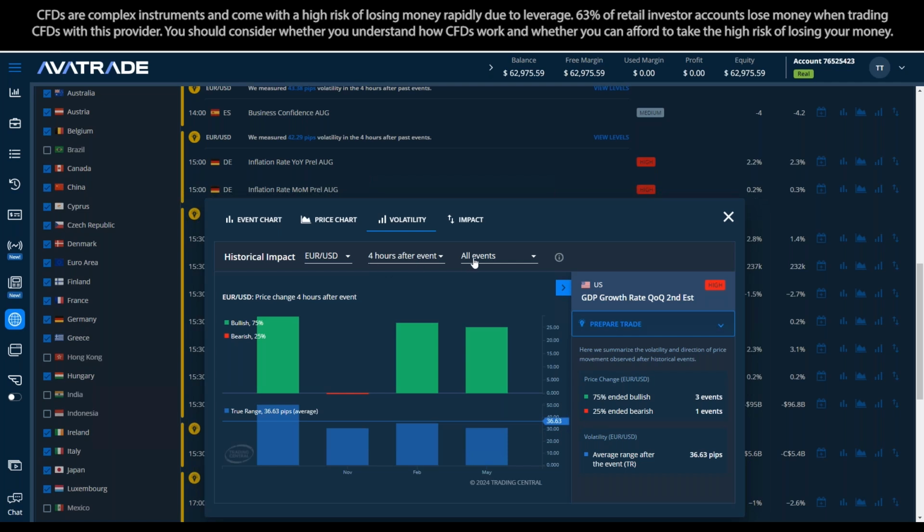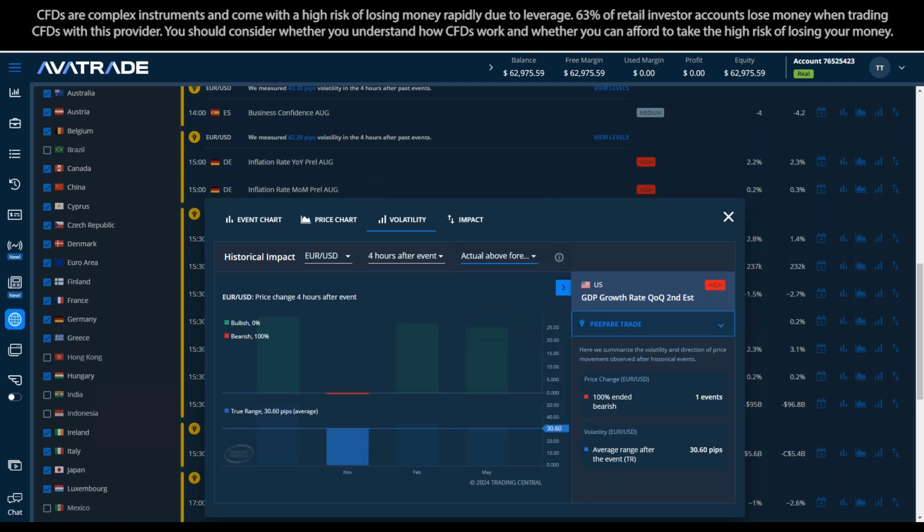Okay, so with this announcement, GDP growth rate, if it comes in above expectation, that would be considered good news for the US economy. So above forecast, we see it's only happened once in the past readings that are in this data. And we see when that did happen, the USD strengthened and pulled the euro down over 30 pips.